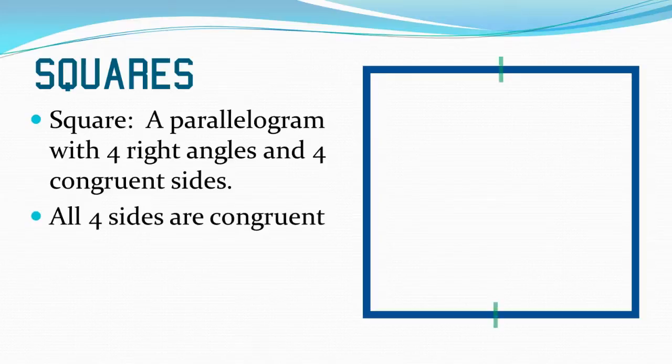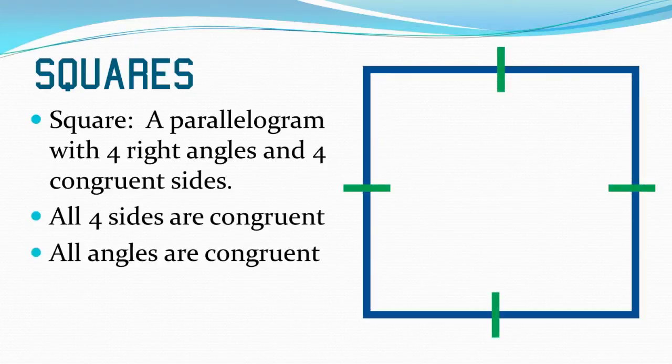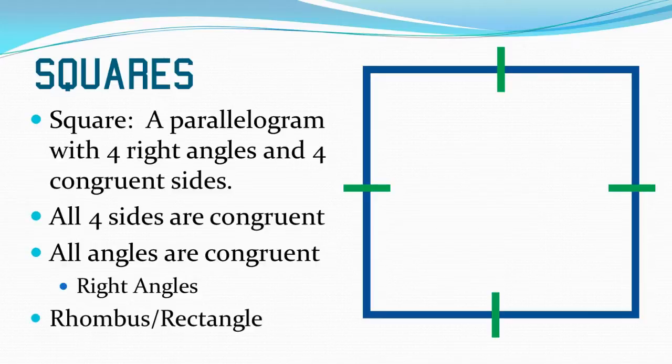So all sides are congruent, same exact measure. All angles are congruent. 360 split 4 equal ways is 90 degrees. That gives me all right angles. This is because it's a mix of rhombus and rectangle properties. It gets all of the congruent sides from the rhombus, all congruent angles from the rectangle.